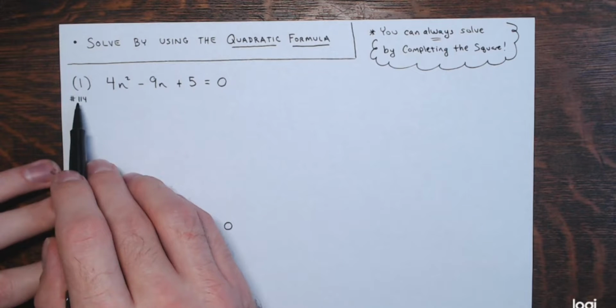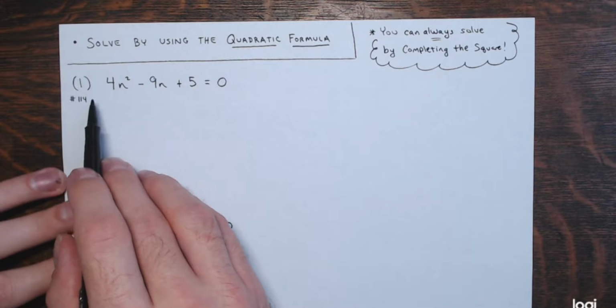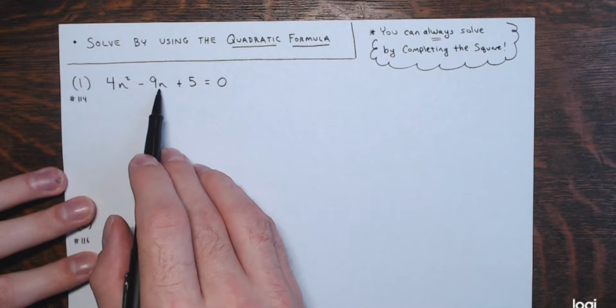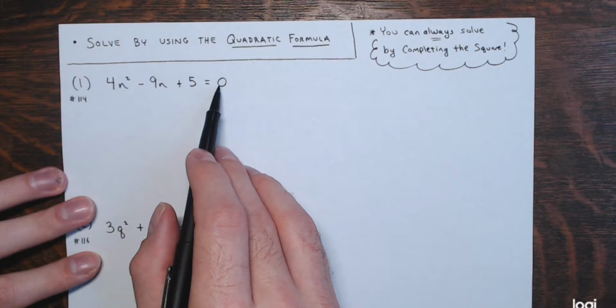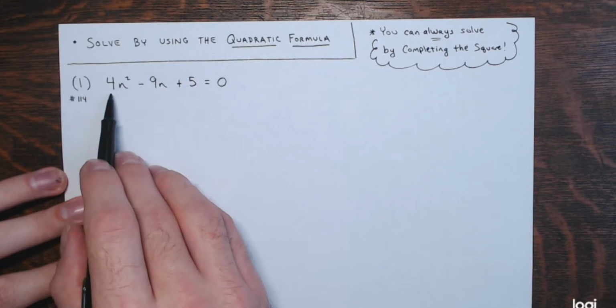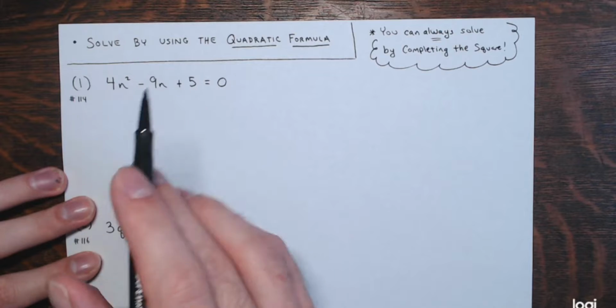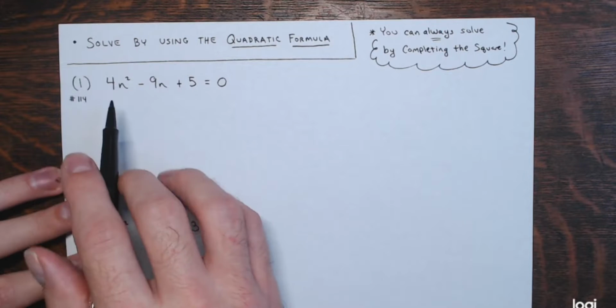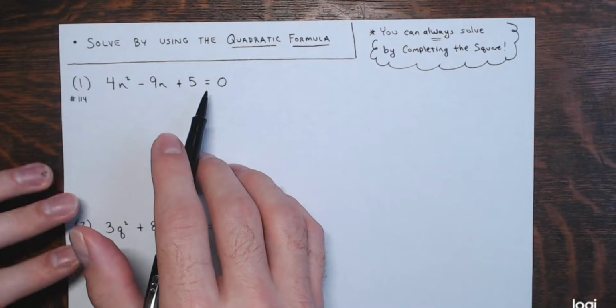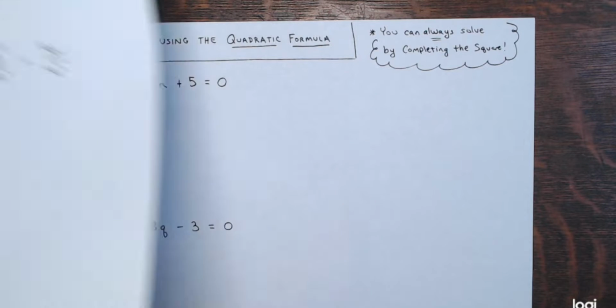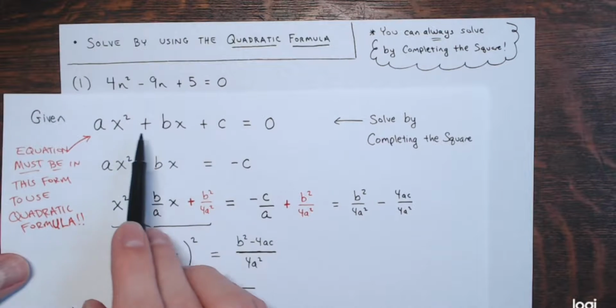So number 1, exercise 114 in the text there. I got 4n squared minus 9n plus 5 equals 0. So that's in the ax squared plus bx plus c form, but instead of x, it's n. Right, no big deal. So I could use the quadratic formula right now. Right, the equation is in this form.